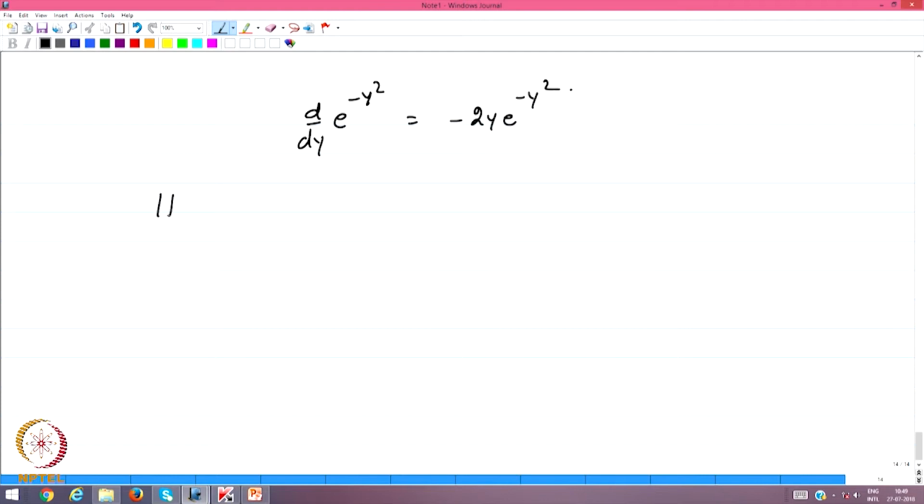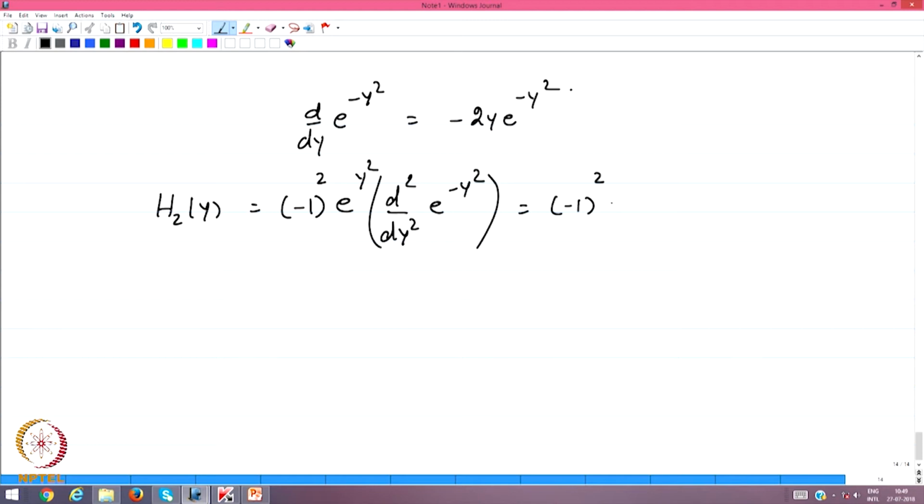To calculate H2 of y, you will need this, because it is (-1)^2 e^(y^2) d^2/dy^2 of e^(-y^2), which I would write as (-1)^2 e^(y^2) d/dy of the previous result, namely -2y e^(-y^2).